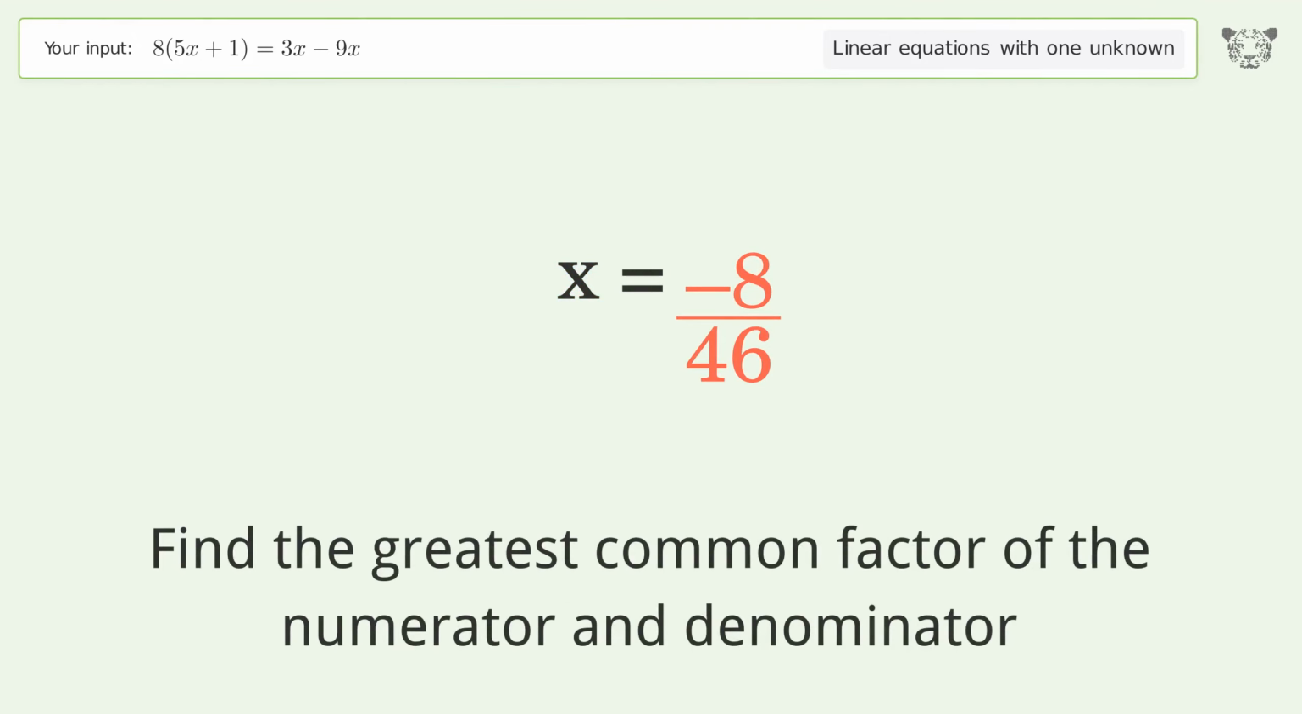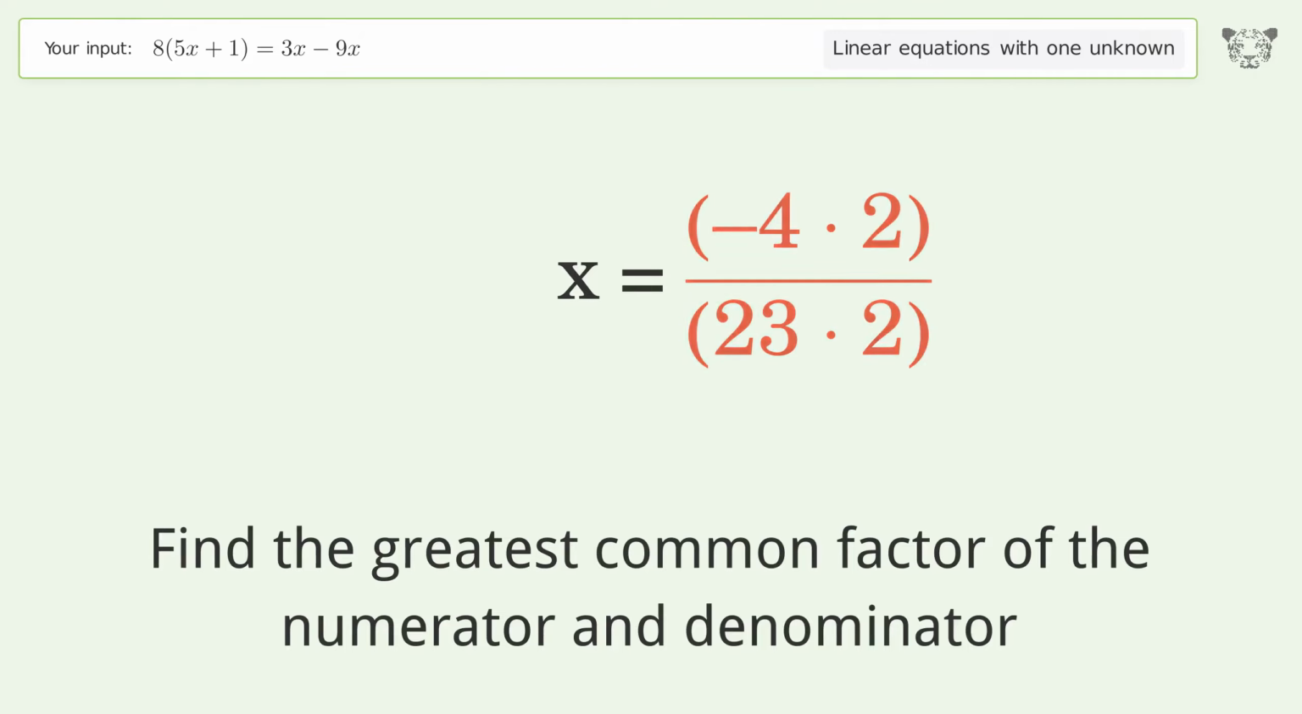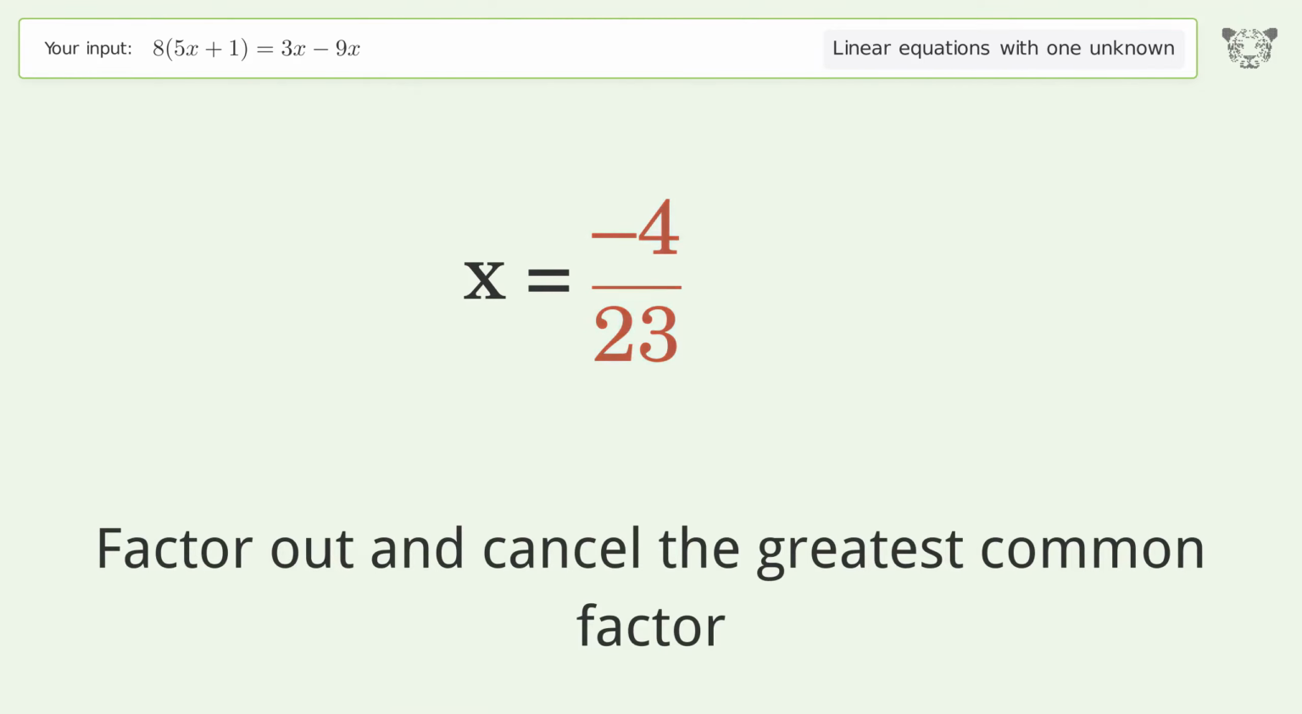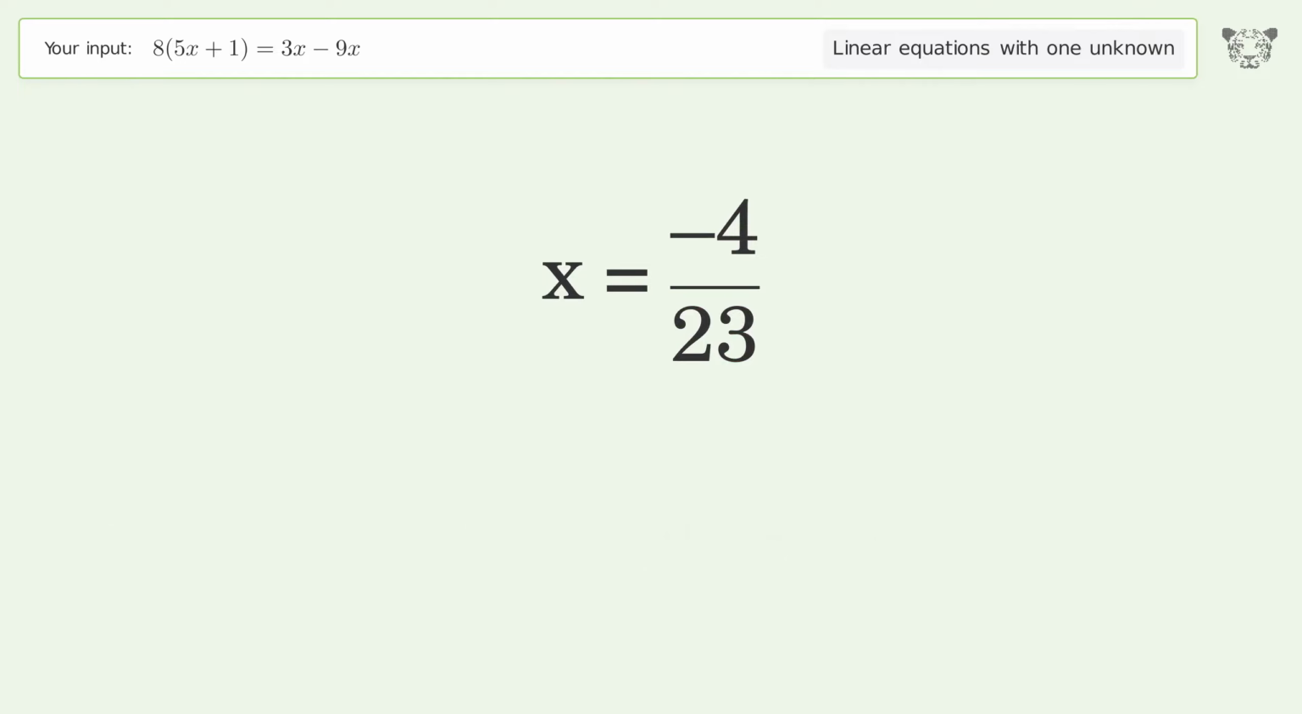Find the greatest common factor of the numerator and denominator. Factor out and cancel the greatest common factor. And so the final result is x equals -4/23.